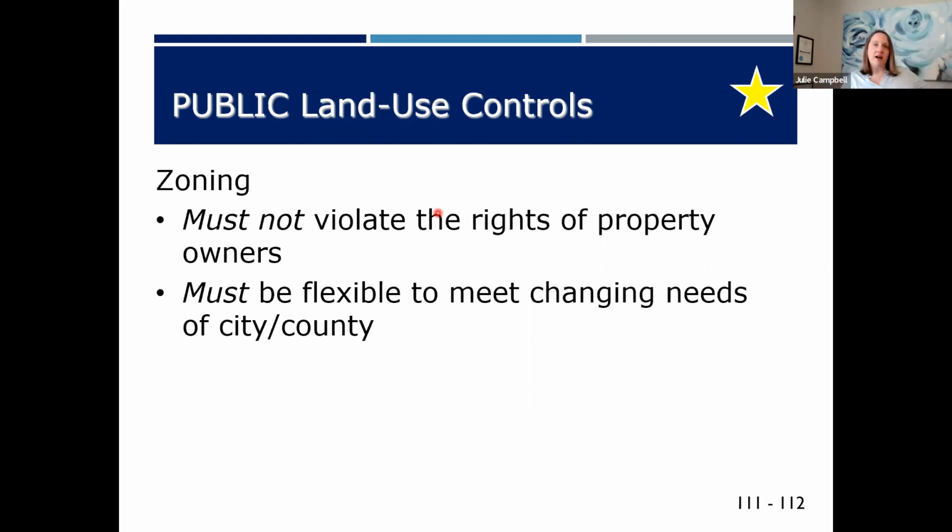We can either let these warehouses sit vacant and crumble and deteriorate, or we can change the zoning and help breathe new life back into the city. Was anybody familiar with Winston-Salem 10, 15, 20 years ago? It looks different than it does today, doesn't it?